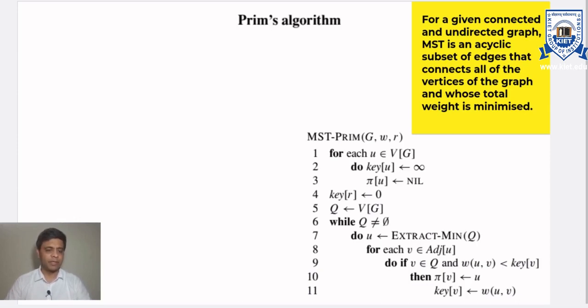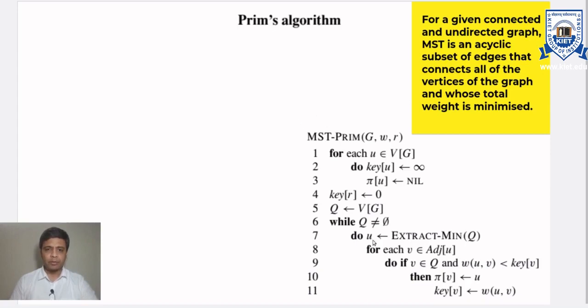Previously we have calculated it through Kruskal's algorithm. In this video we are going to calculate the same problem, MST, with a different approach, Prim's algorithm. So let's see how it works.